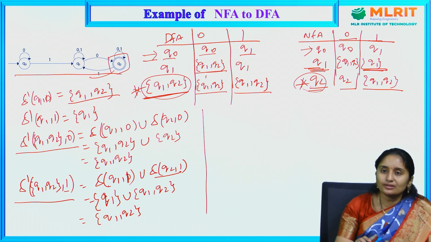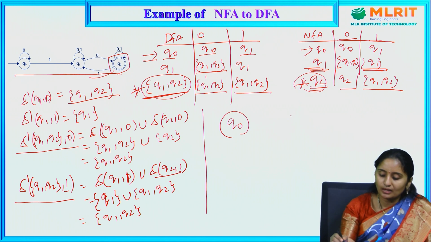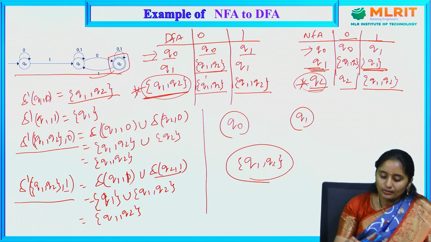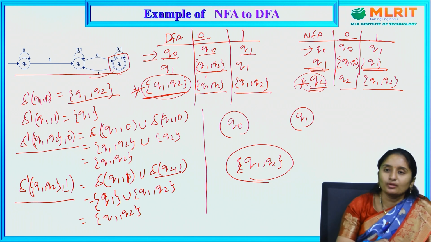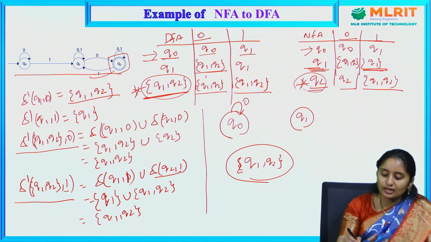So let me construct the DFA diagram. Q0 is one state. The next is Q1, and the next I have is Q1, Q2. Now Q0 on 0 input, where is it going? It is going to the same state. Q0 on 0 stays in the same state. Q0 on 1 moves to Q1.